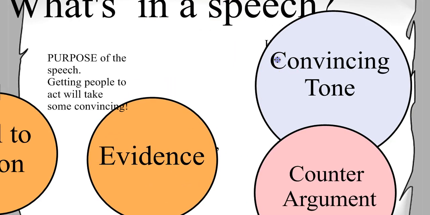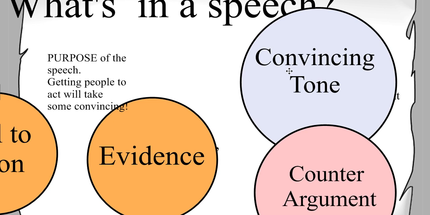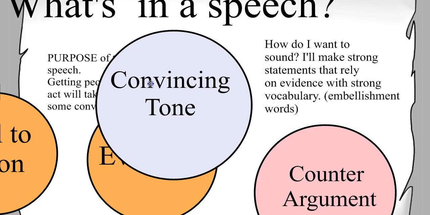You must have a convincing tone. Pretend that this is your parents. You're trying to get them to buy something for you, do something for you. You all know the tone I'm talking about. Use it here in your speech. How do I want to sound? I'll make strong statements that rely on evidence with strong vocabulary. You're going to be referring back to your embellishment words worksheet. You'll be getting that in class tomorrow.